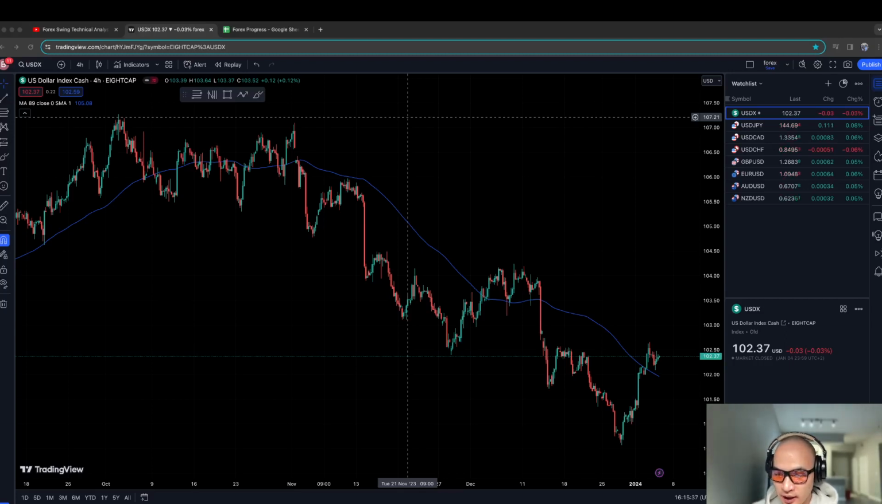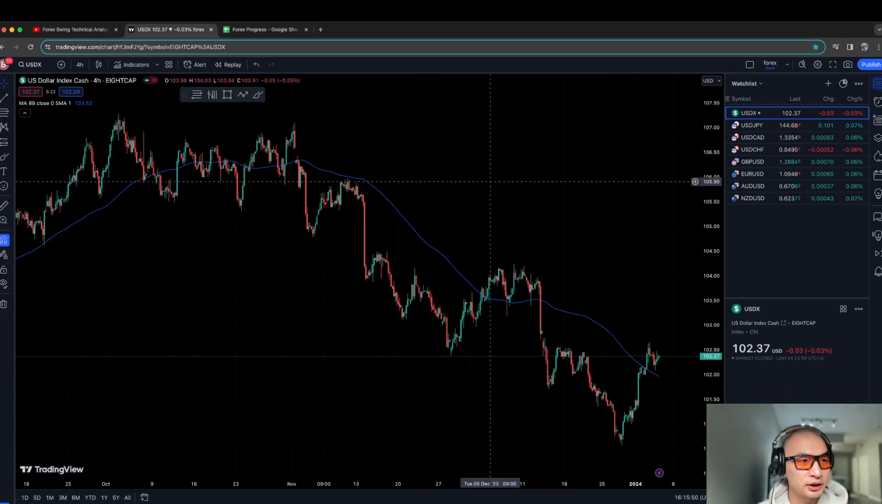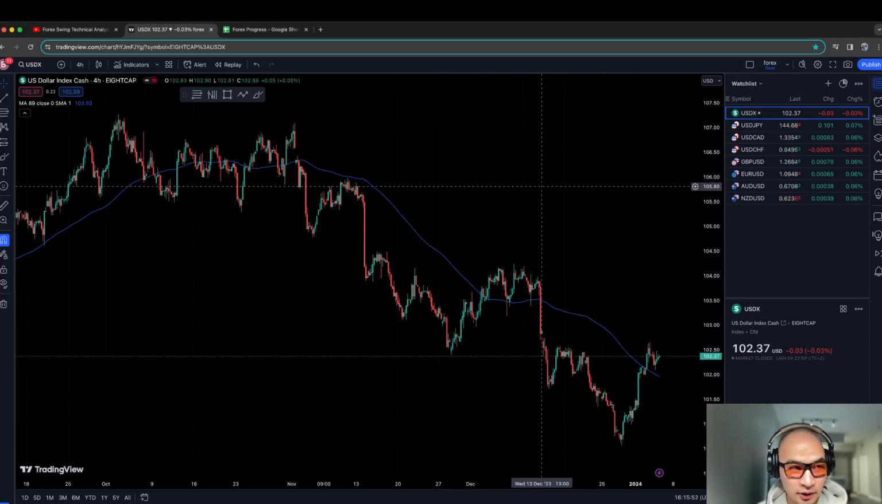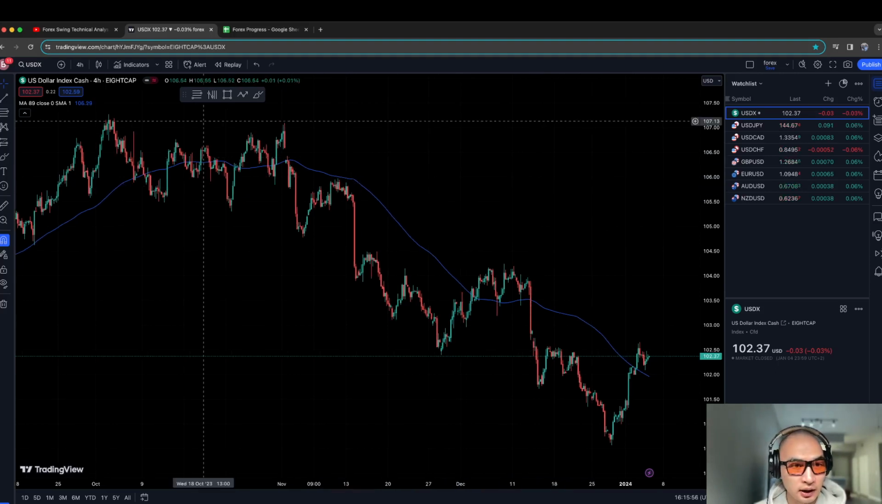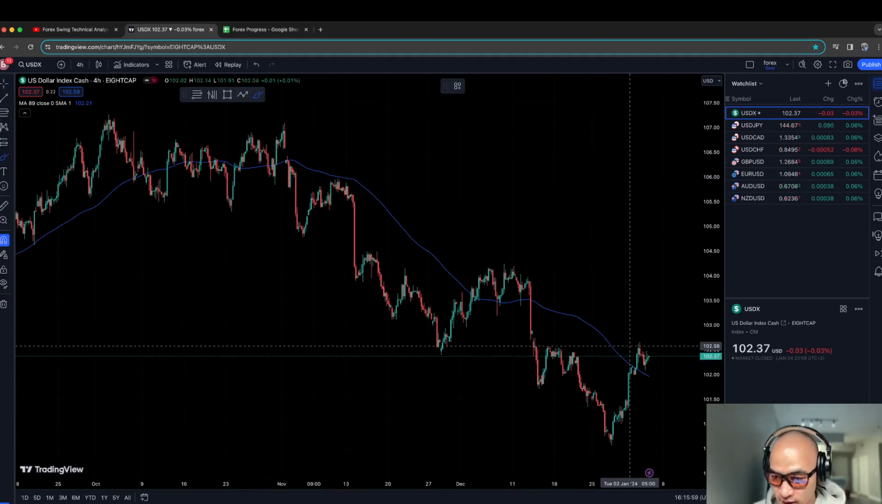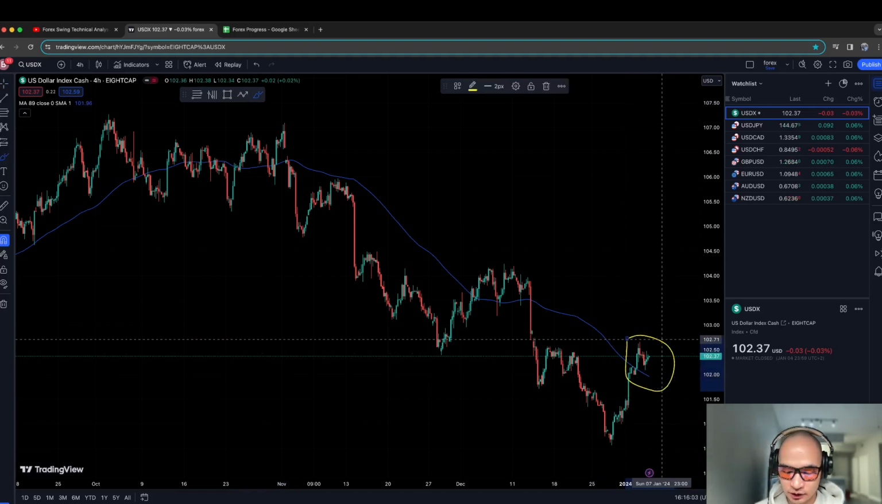Today is Thursday and let's continue our daily analysis of the market and plan our swing trades together. Currently we are looking at the USD dollar index in the 4-hour time frame, and we have 10 candles closed above the 89 period moving average.